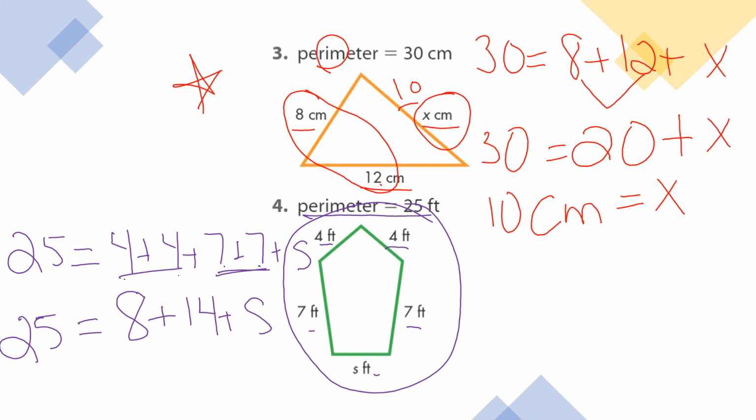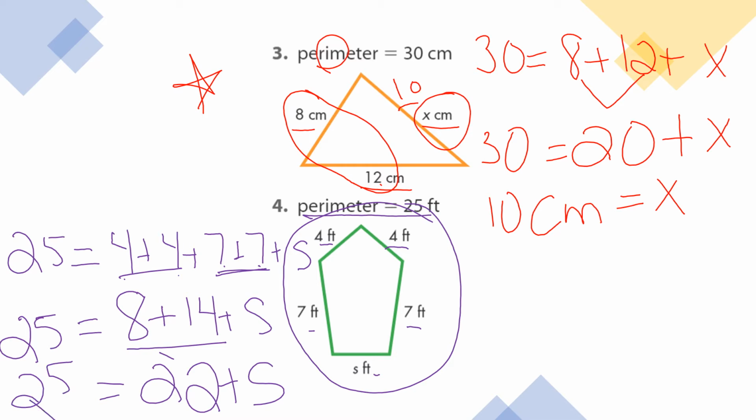So my next step is going to be just like we did in the other problem. I'm going to add the numbers I can. So 8 plus 14 gives me 22, plus S is equal to 25. And again, that fact family telling me that S is going to be equal to 3 because 22 plus 3 is going to give me 25. And I could put 3 in right here.